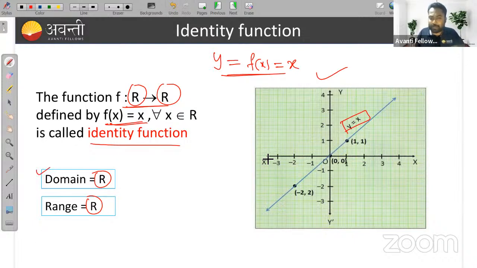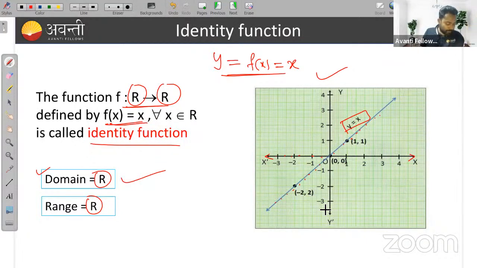In this case the domain is R. Why is the domain R? You can check from the graph also. For each value of x, we are getting one value of y. That's why the domain is R. And also on the y-axis you can observe the graph goes from -infinity to infinity. That's why the range is R. -infinity to infinity is the range.